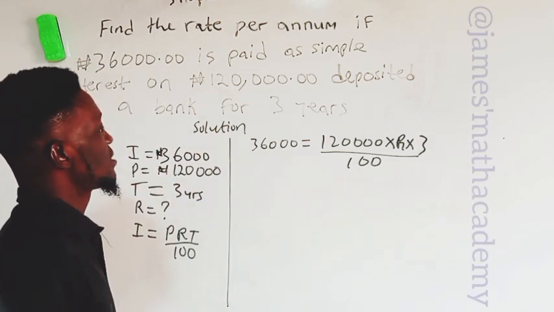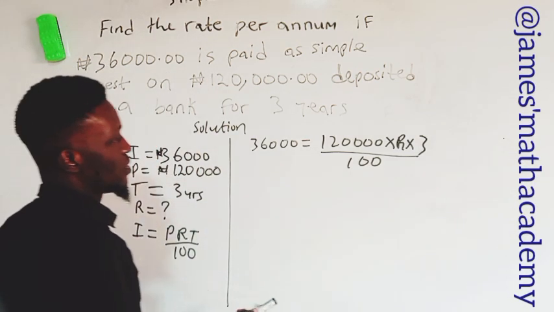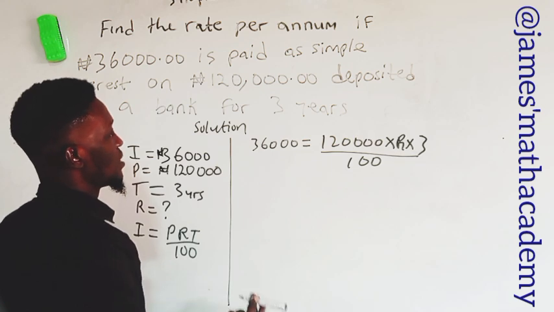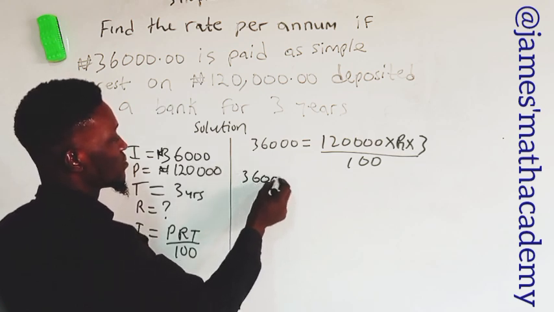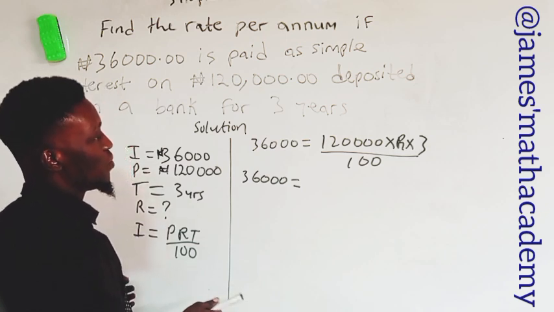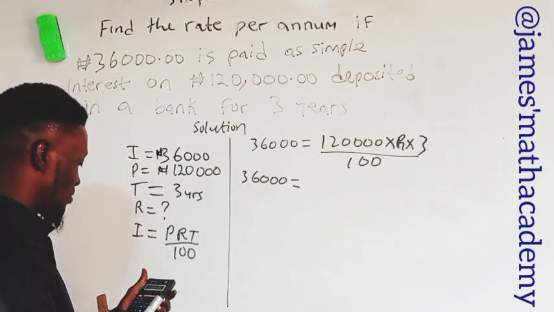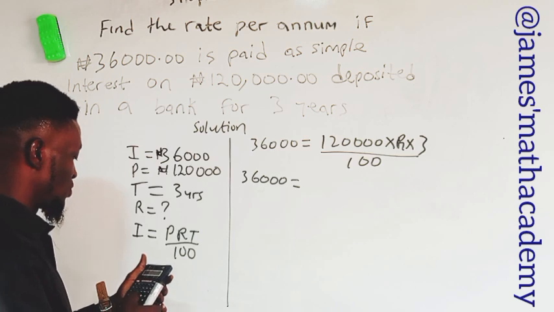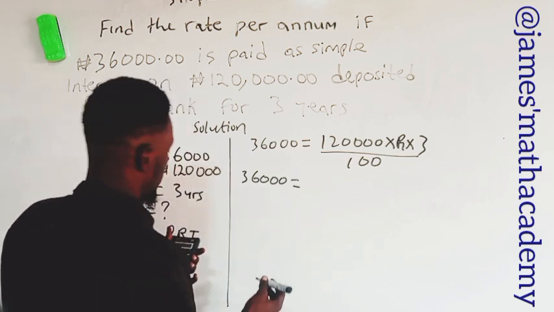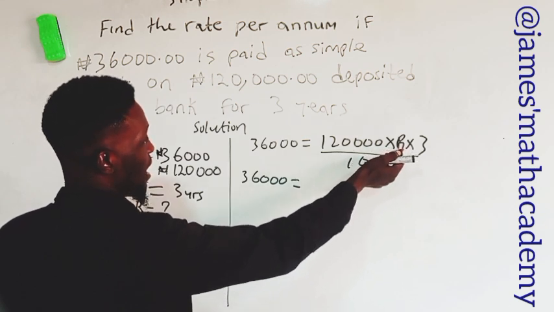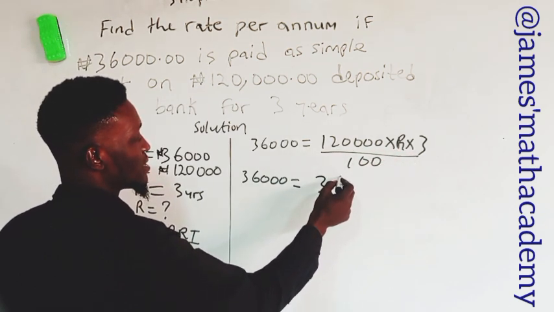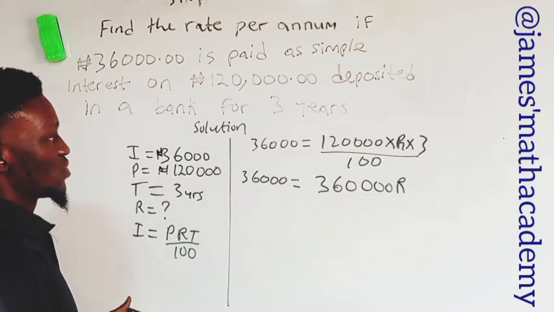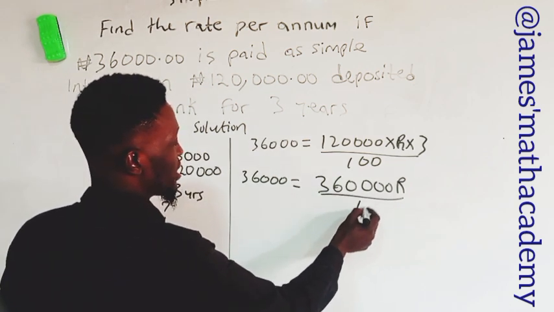In that instance, I'm first of all going to multiply all these terms together. So this can also be written as 36,000 is equal to 120,000 times 3. We're going to have 360,000, so 360,000 times R, because we multiply all the terms together, everything over 100.